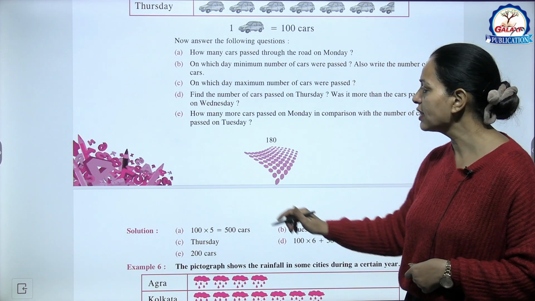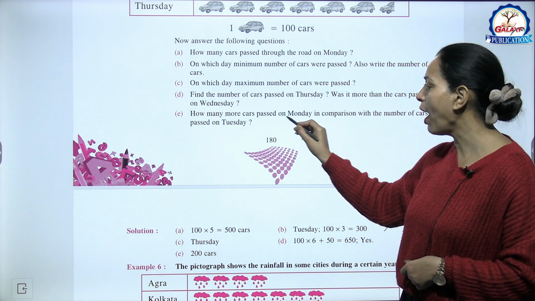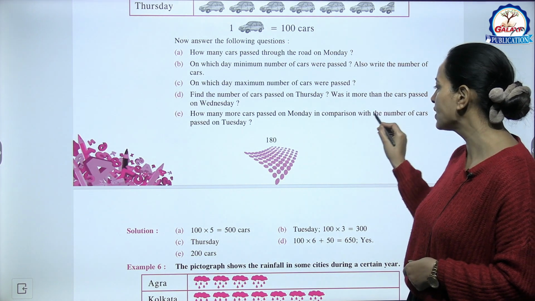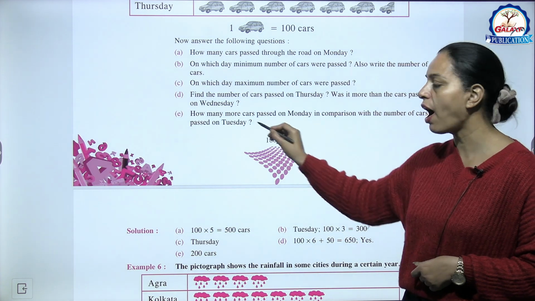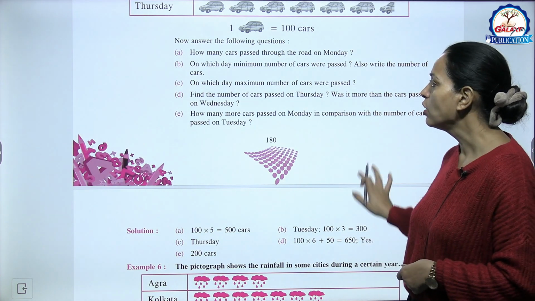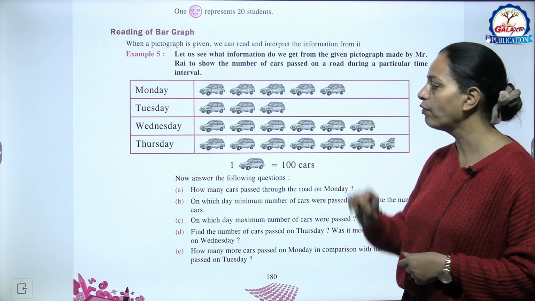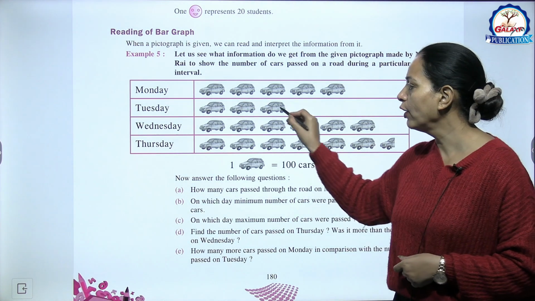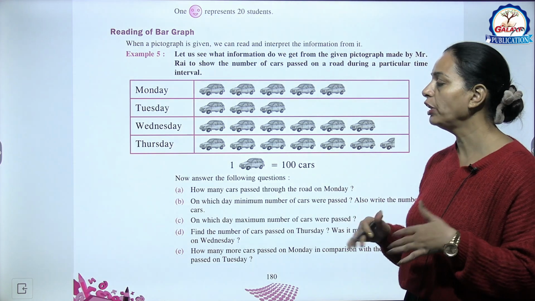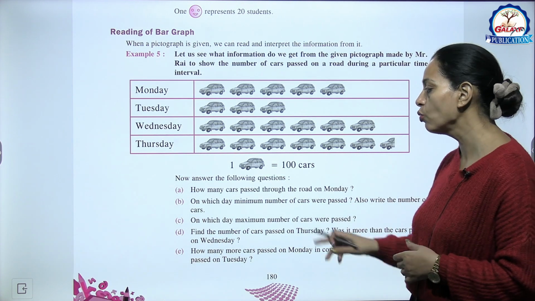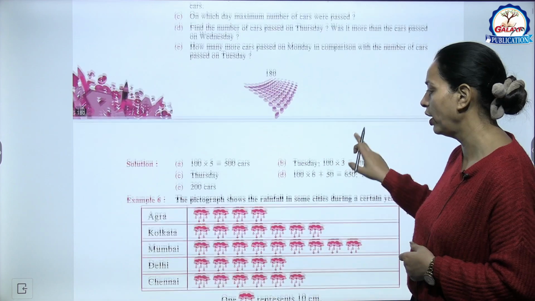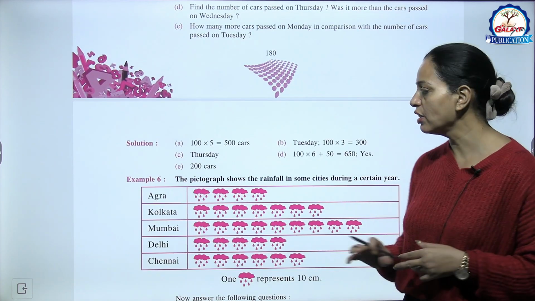Okay. Now the next, how many more cars passed on Monday in comparison with the number of cars passed on Tuesday? So Monday, how many cars? 1, 2, 3, 4, 5, 500. Tuesday, 300. So how many more cars? That is 200 cars. Okay. So I hope this is clear to you.